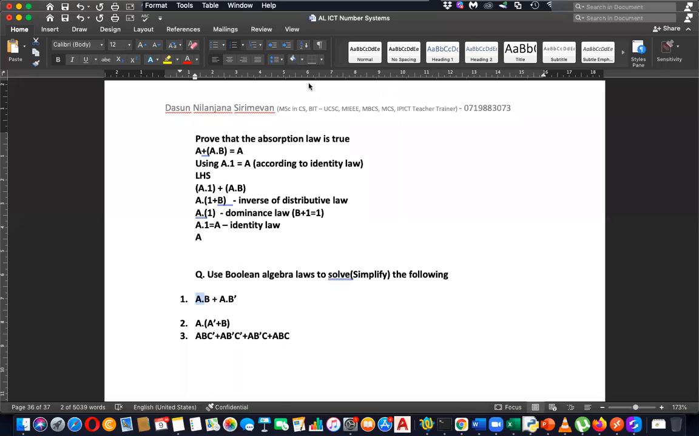You can understand A dot is common. So once you identify A dot is common for this one and this one, you can write B or B not.